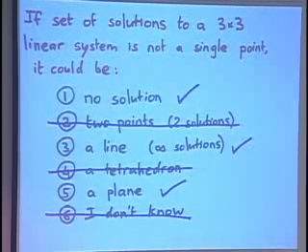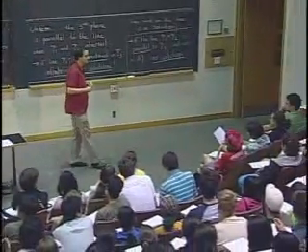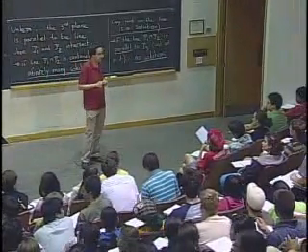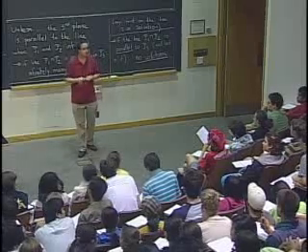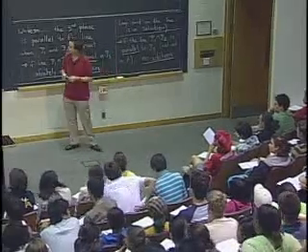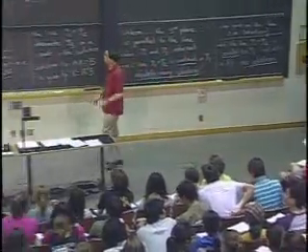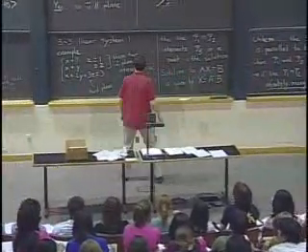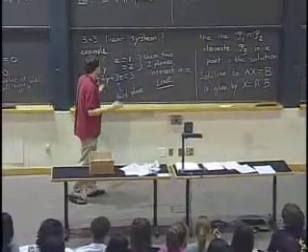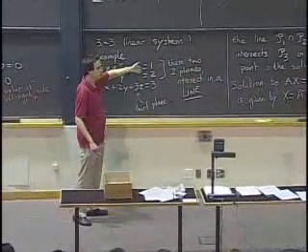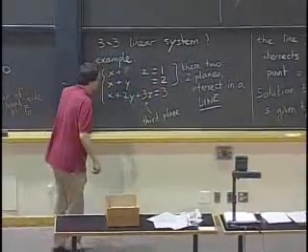Okay, any questions? Yes? What's the geometric significance of, like, x plus y plus z is equal to 1, as opposed to 2 or 3? Okay, so that's a very good question. The question is, what is the geometric significance of an equation like x plus y plus z equals 1, 2, 3, or something else?